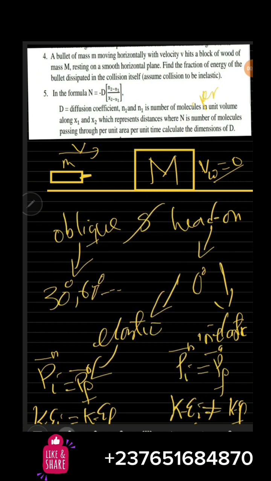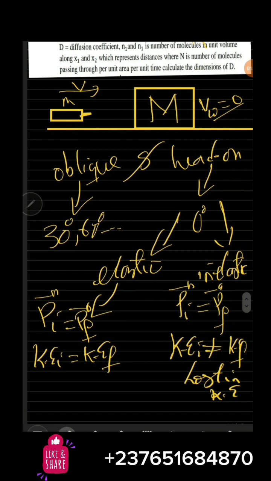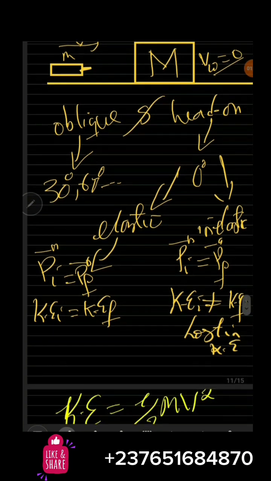Now, we know that when we talk of collisions, basically there exist two classes: the oblique and the head-on. For the oblique, the bullet would be moving at an angle to hit the block. But the bullet is moving horizontally, so that is a head-on collision at 0 degrees. And under these head-on collisions, there are basically three types: the elastic, inelastic, and the perfectly inelastic. But for time, we'll just talk on two.